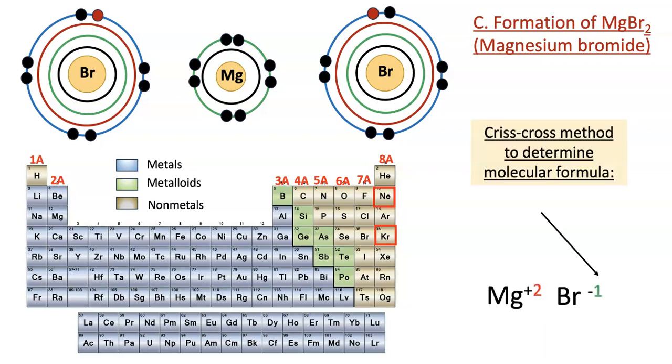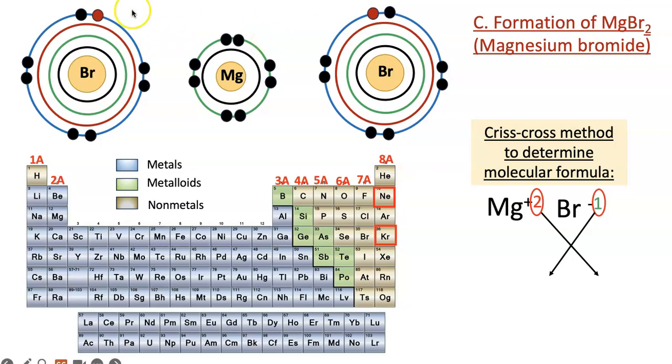So let's look at the crisscross method to see how to draw the Lewis dot structure. How many atoms combine? So magnesium is 2+ because it's in group 2A, and bromine is in group 7 and it's a nonmetal, so it needs 1 electron, so it has a -1 charge. We're going to crisscross the ion charge only.